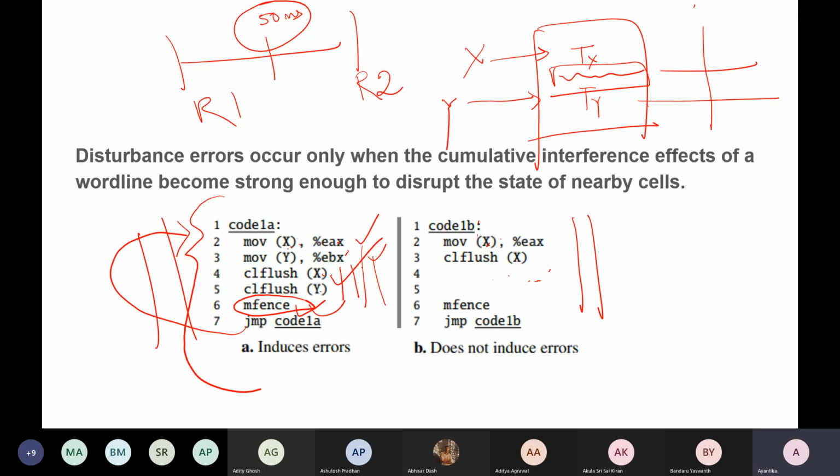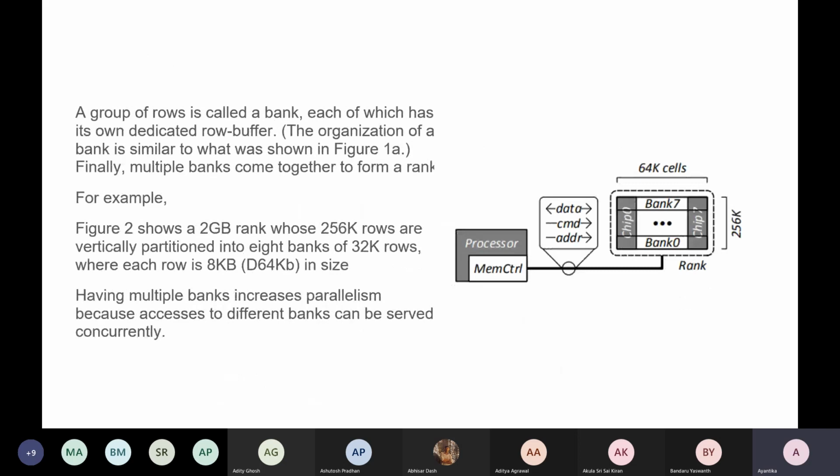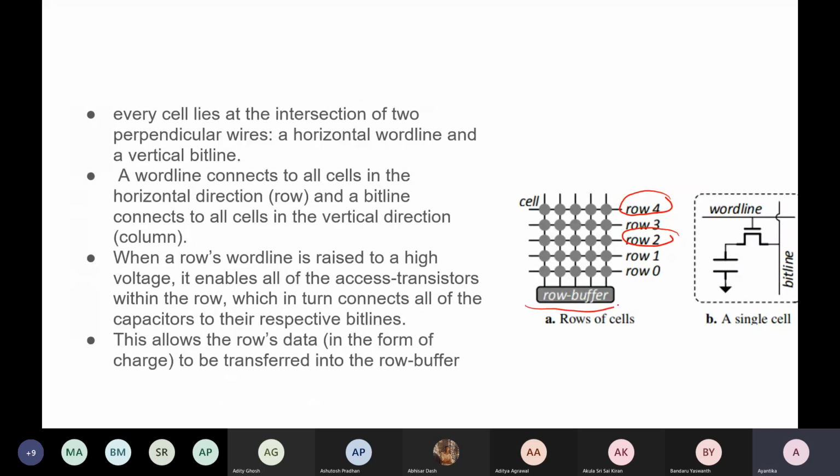Okay, so this is the basic idea of what we are doing. We are basically affecting this part, so that is where the name of the attack comes from. We call it row hammer. We are hammering this row buffer part. We are repeatedly changing values in this row buffer part, and that way there is a possible flip in the intermediate part. Okay, so this is the basic idea.